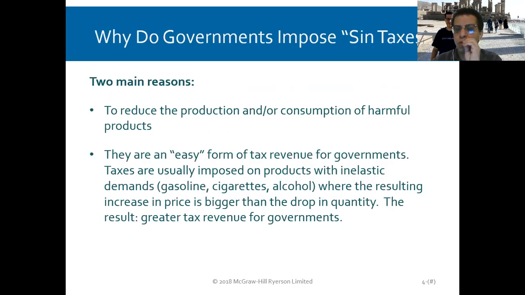So why do governments impose a sin tax? There are two main reasons. First, to reduce the production and or consumption of harmful products, and second, they are an easy form of tax revenue for government. Taxes are usually imposed on products with inelastic demand, like gasoline, cigarettes, and alcohol, where the resulting increase in the price is bigger than the drop in the quantity. The result is greater tax revenue for the government.